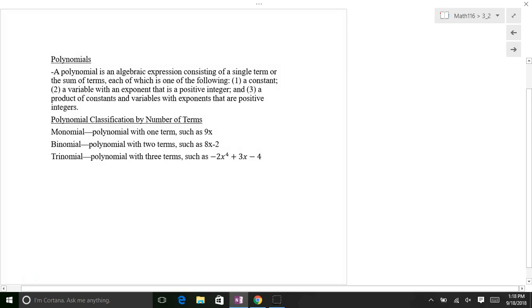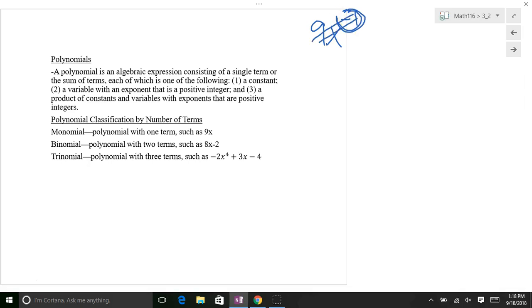Now polynomials. These are algebraic expressions: a single term or a sum of terms, where you've got a constant and variable with an exponent that's a positive integer, that's the requirement, and the product of constants and variables with exponents. So all those down below here are polynomials. Okay, these are all examples of polynomials. And let me give you an example of something that's not, like 9x to the negative 1. You've got to have positive integers up there, in other words, a whole number power.